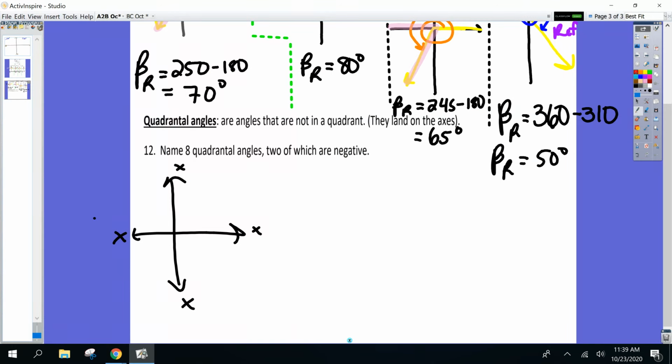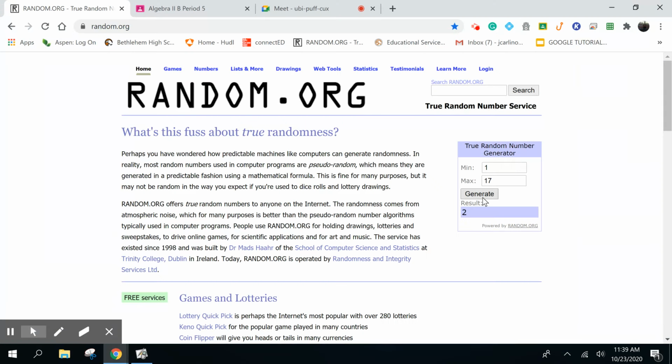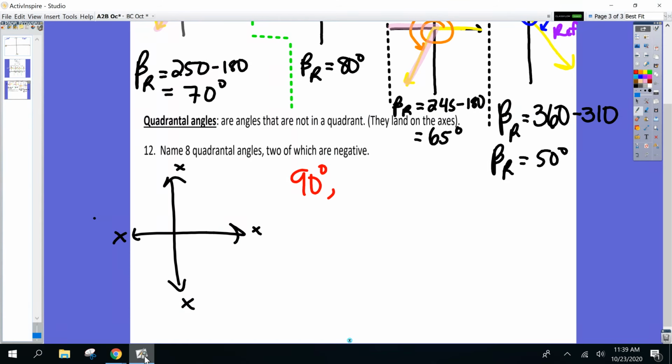90. First one's always the toughest. There you go. 90 would work as a quadrantal angle. Now your classmates are picking this up, and we can fly. Isaiah. 180. Yeah. There you go.